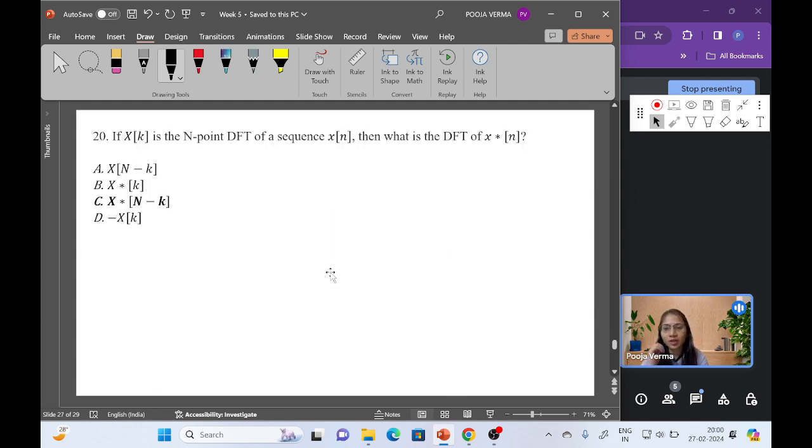So this is also a property related question. If X[k] is the N-point DFT of sequence x[n], then what is the DFT of x conjugate of n? So already you know that in the properties of DFT, the DFT of x conjugate n is x conjugate of N minus k. So option C is the correct answer.